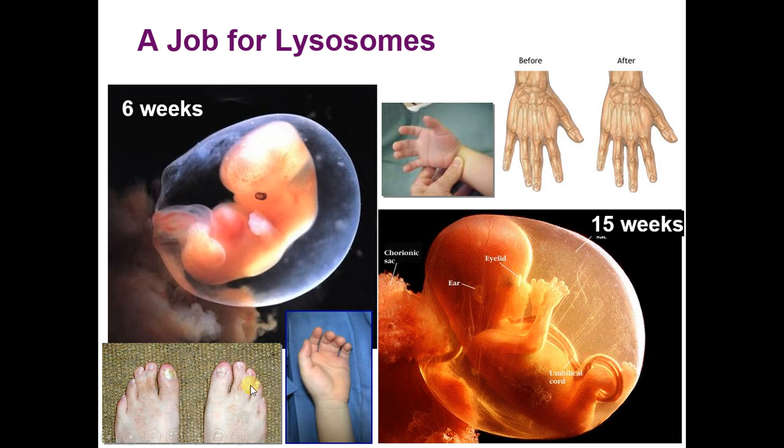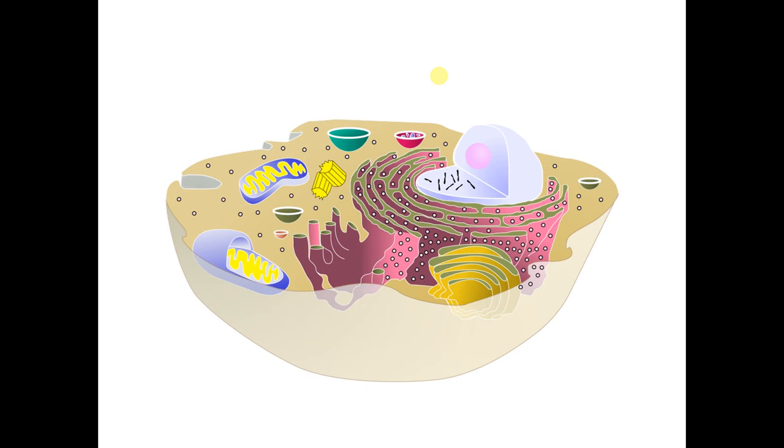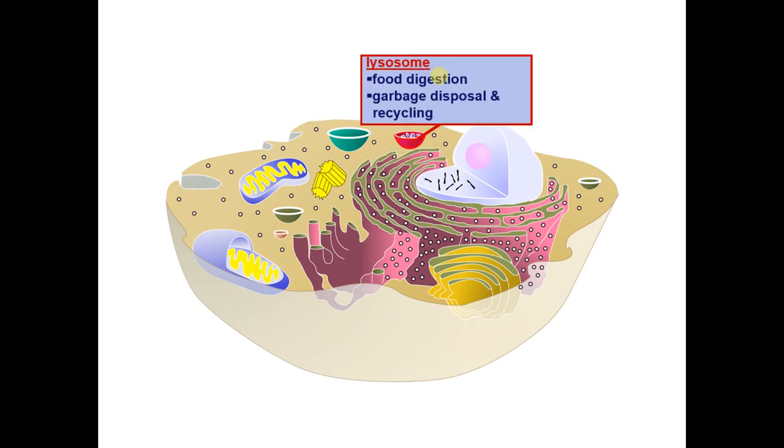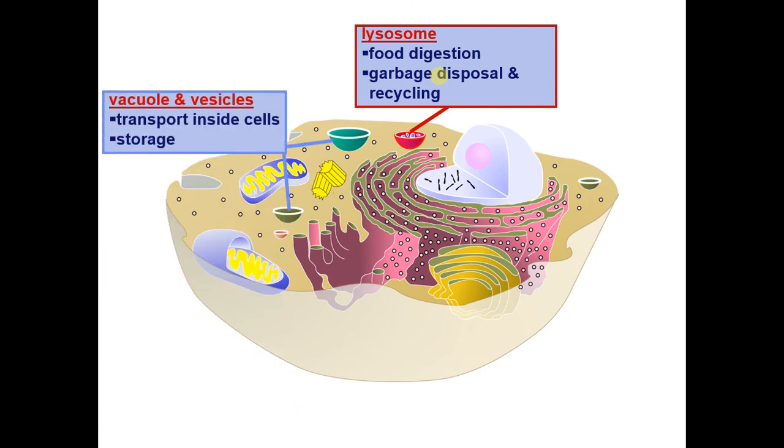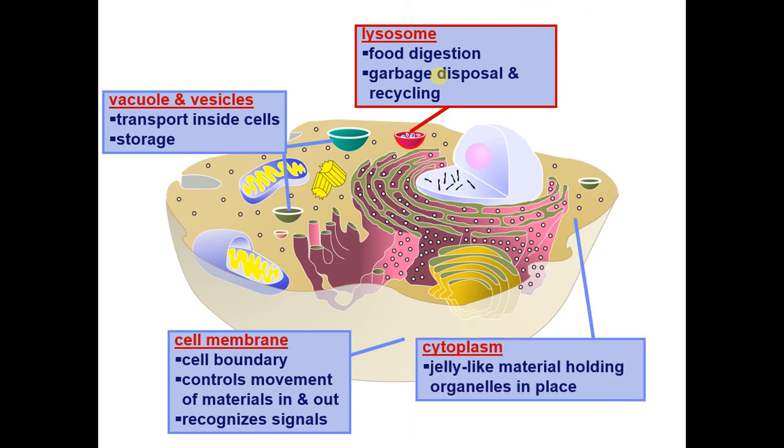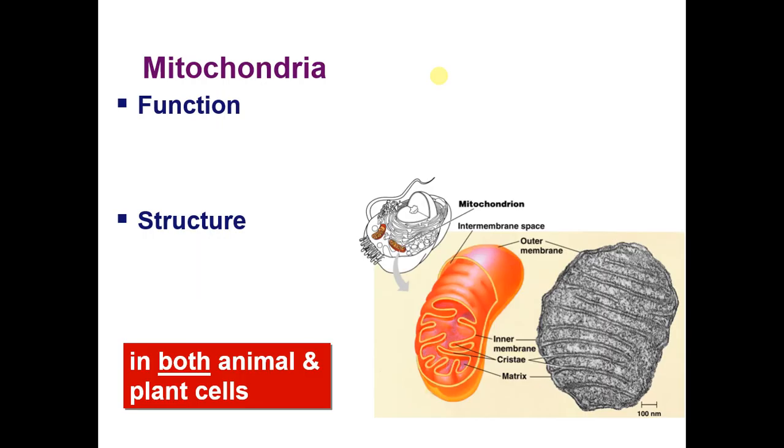Sometimes, when things don't develop as they should, babies and people are born with them still fused together, and that was a failure of those lysosomes and those cells to do their job. So here's our picture, and now we highlighted a red lysosome that's for digestion and garbage disposal. We got the vacuoles and the cell membrane and the cytoplasm.